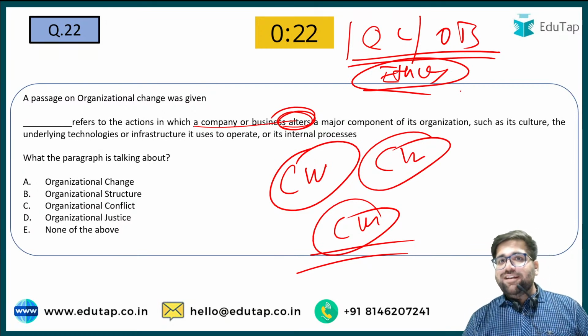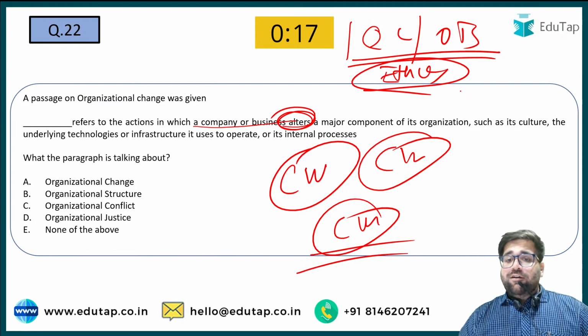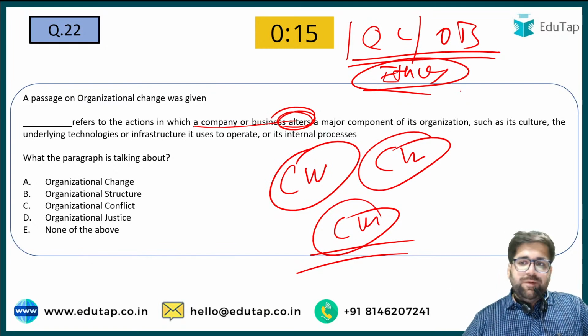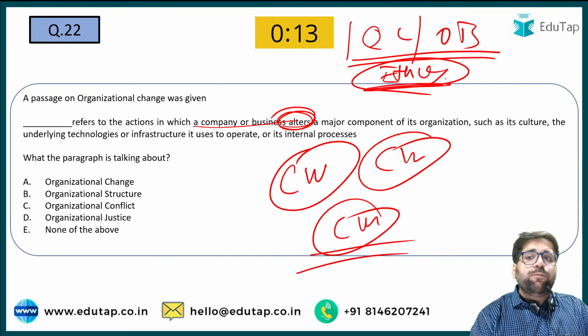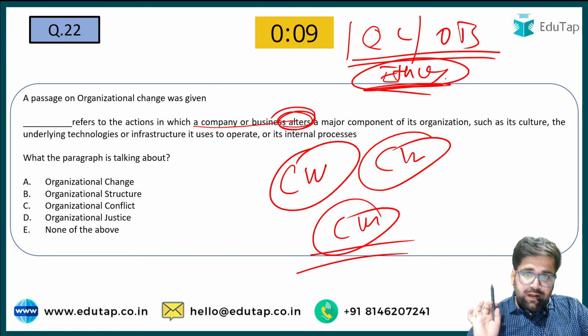I'm predicting that in the next paper you will see certain major changes in the RBI Grade B paper as well. Like, they could increase the component of ethics. So now, dash refers to the action in which a company alters.